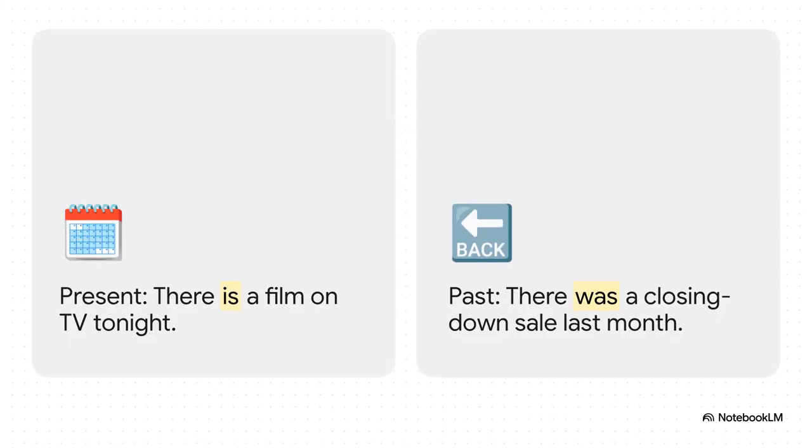Okay, check this out. Here you can see the present and past right next to each other. The secret is to look for time clues. Words like tonight tell you we're in the present, so you use is. But a phrase like last month, that's a huge signpost pointing to the past, so we switch to was. See? The context tells you everything you need to know.